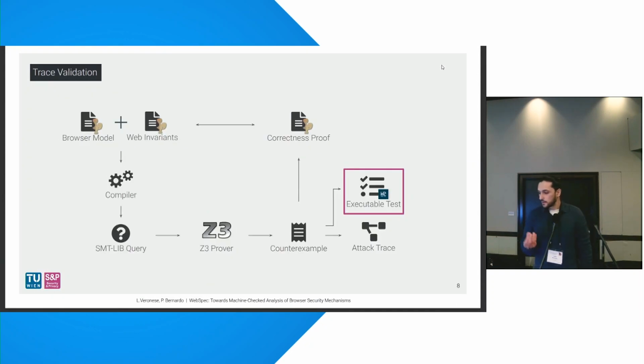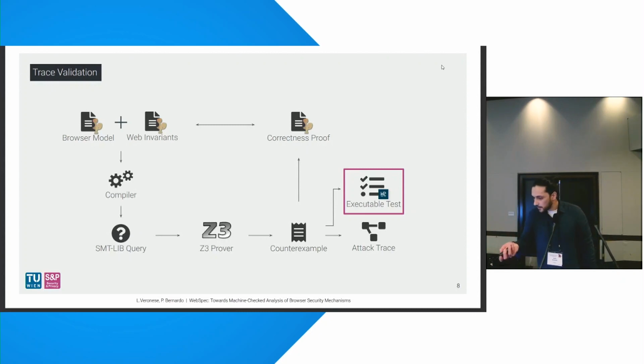Okay, so now we have an attack trace in our model, but how does this translate to the real world? Is this attack possible in a real browser? With our verifier, we generate an executable test that can be executed cross-browser.